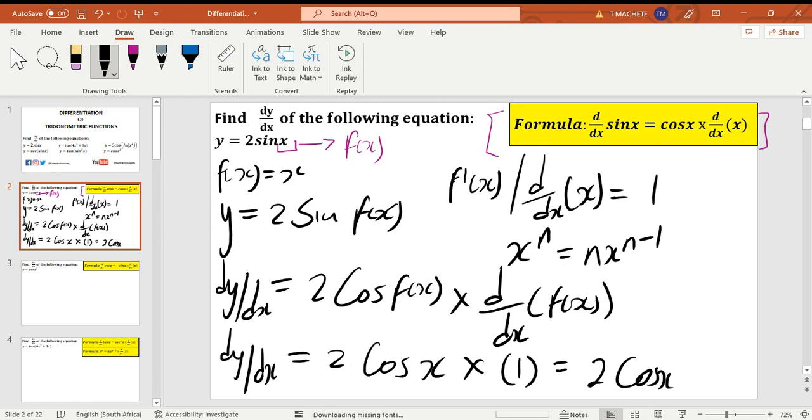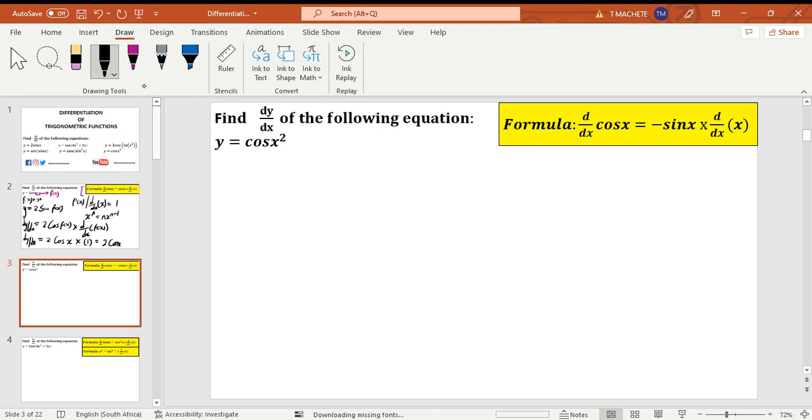Okay, let's move to the next example. So in the next example, you have y equals cos x squared. You're required to find dy over dx, so that's your first derivative. That's the next thing that you do. You do what you did in the previous video. You identify your f of x. So in this case, our f of x is equal to x squared.